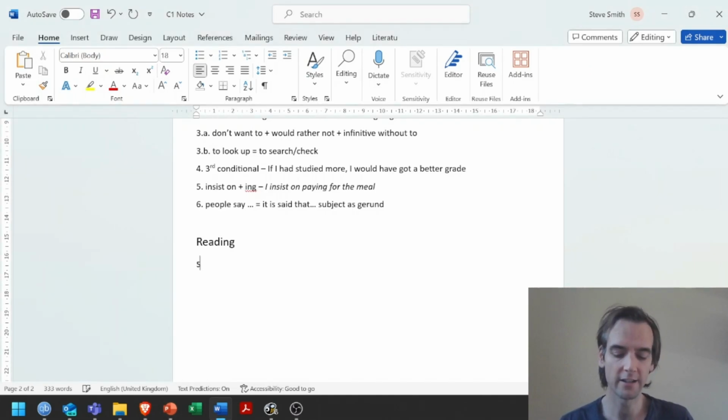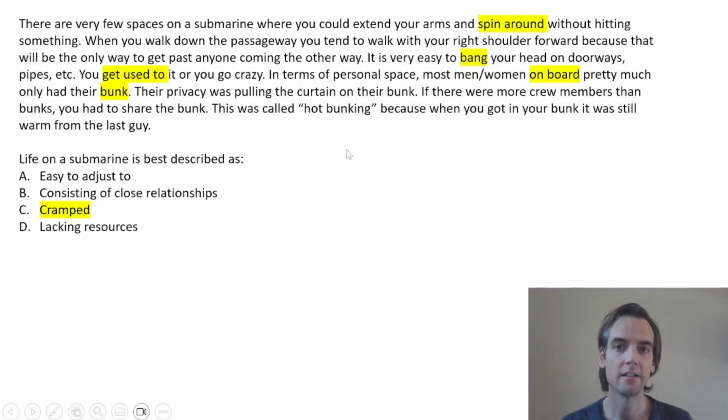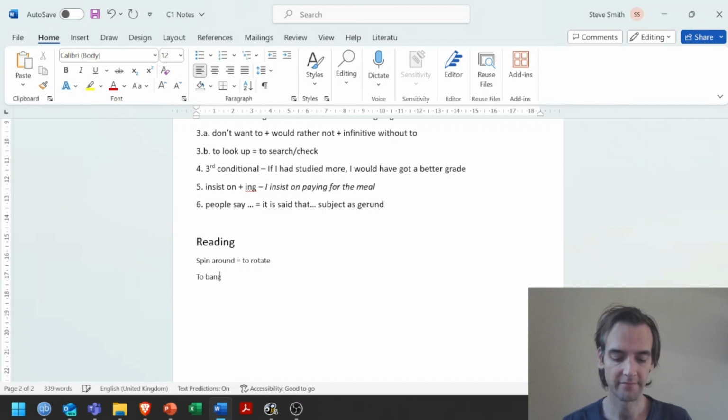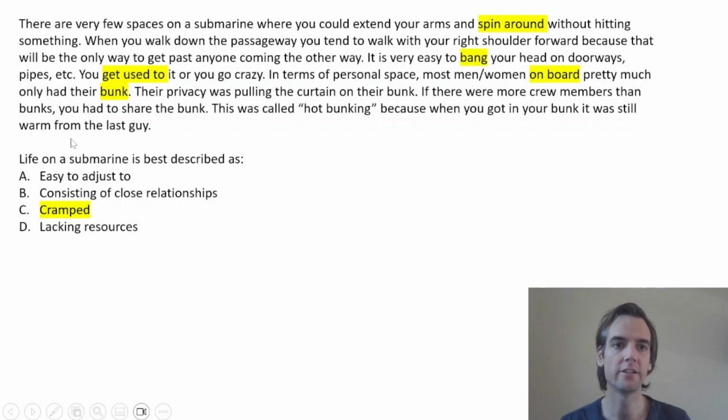So all these kind of things are things we could be writing down that are sort of C1 level words. You probably know a lot of them, but I always like to say, okay, you know them when you read them. But if it came up in the exam with no options, what is to spin around? To, if we're being scientific, to rotate. To bang, to hit. I know these things, of course. You can be searching for them on Google. Google image search always helps with these kind of things, doesn't it? To give you a good visual image. To get used to something, on board, and so on.